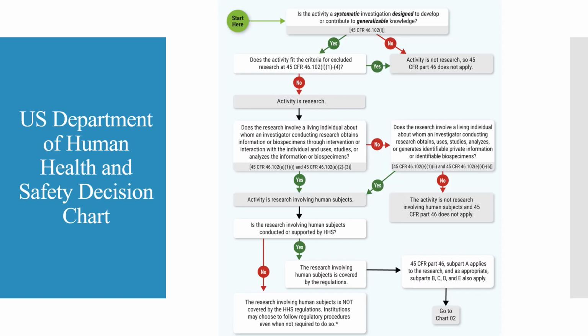Now, in addition to this presentation, the U.S. Department of Health and Human Services has really great decision charts to help guide you through this process. This is a good example of one that they offer just to let you know whether or not you need IRB approval. They can be a little complicated, so this presentation is breaking it down in simpler terms. However, if you want to go straight to the source, I highly recommend checking out the link to these decision charts.